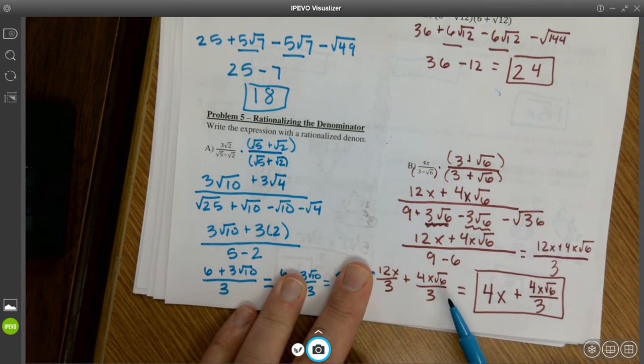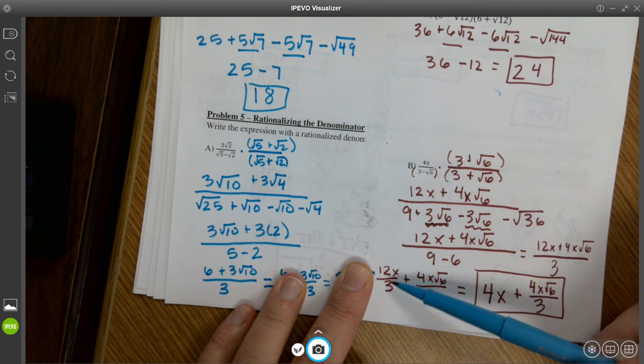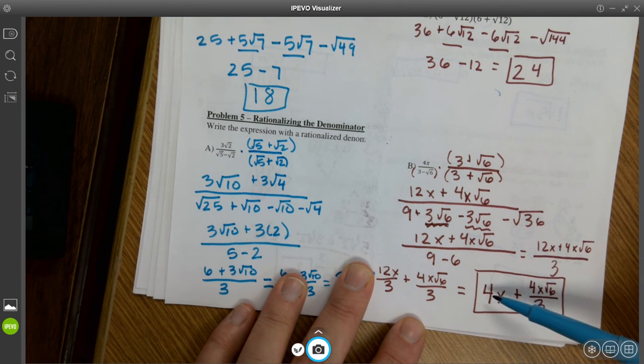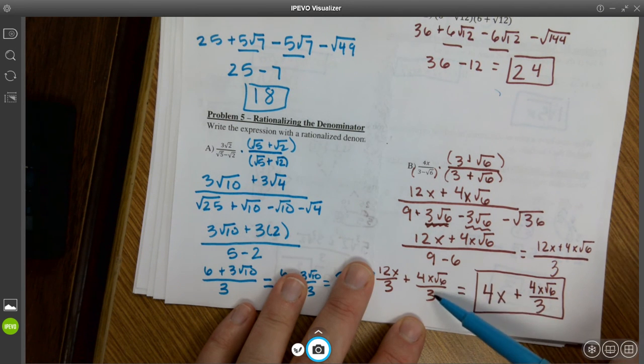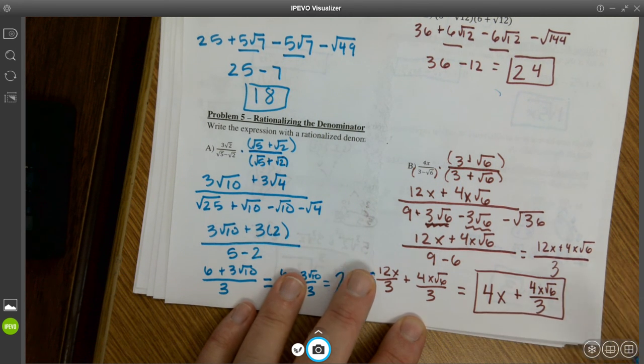So I separate those two fractions. 12x divided by 3 gives me a 4x. 12 divided by 3 is 4. Here I can't simplify anything. Do not simplify these. You cannot simplify a square root with a 3. And then there's my final answer.